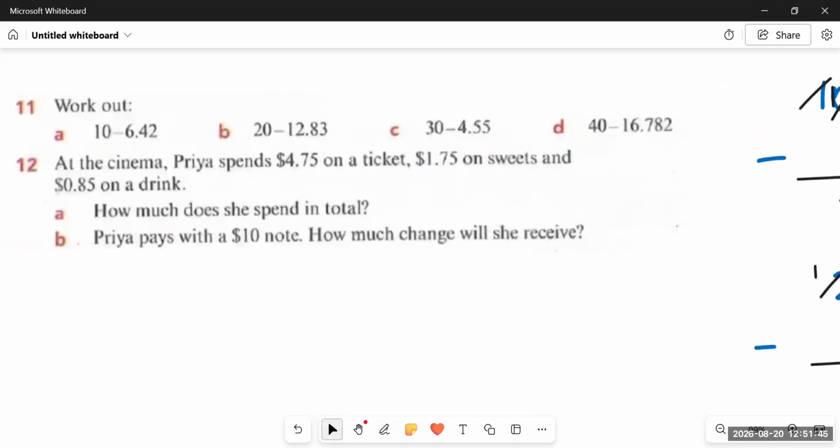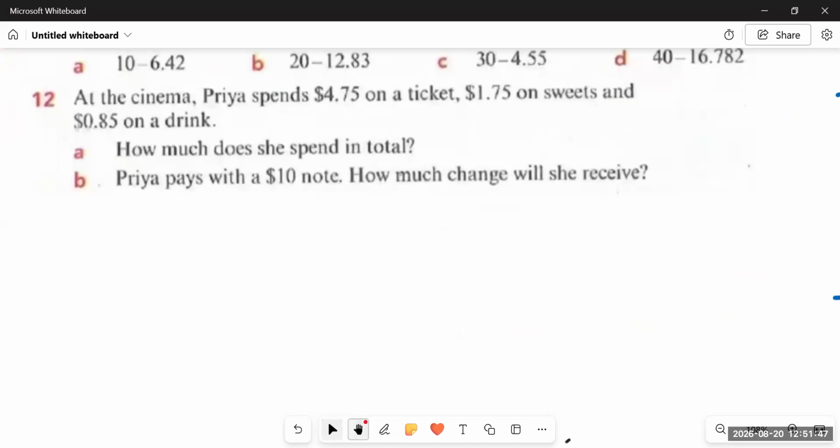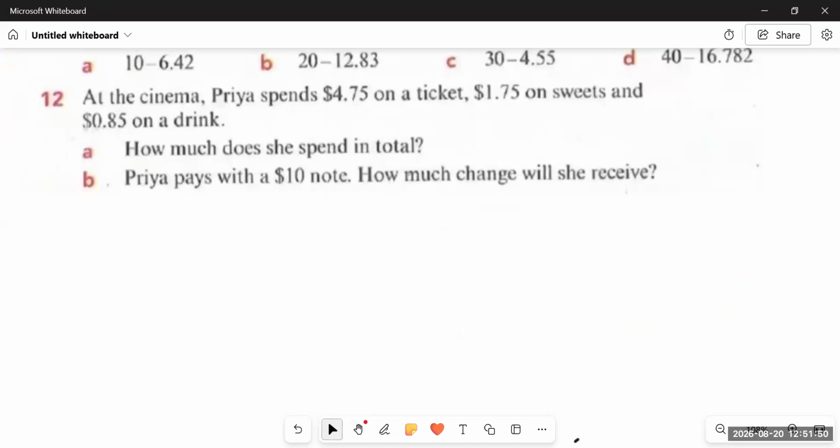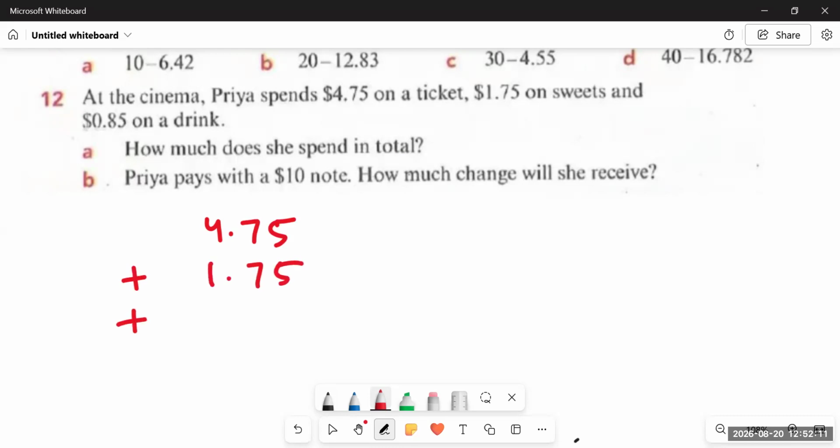Now, question number 12 says, at the cinema, Priya spends $4.75 on a ticket. Then $1.75 she spent on sweets and $0.85 on a drink. How much does she spend in total? So since we have to find out the total, let us keep all of them together and add them up. 4.75 plus 1.75 plus 0.85. Let's keep it in one line and add them all.